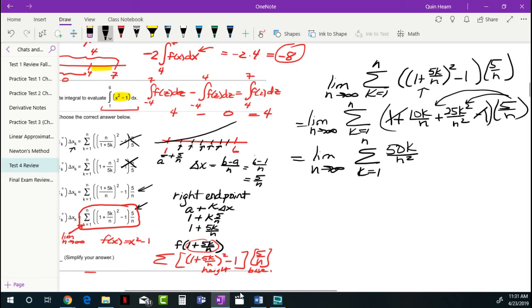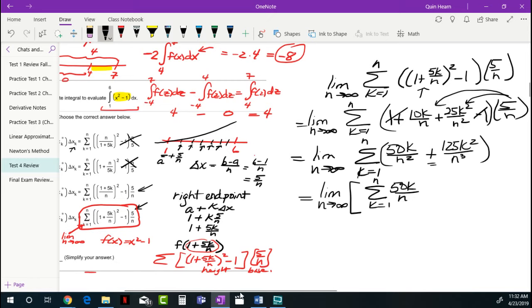And then minus 1, and then times 5 over n. So the algebra is a little bit of a pain, but the limit's actually not too bad. So what I'm going to do is square this out. So we're going to have limit as n goes to infinity, sum k equals 1 to n of, and then we're going to have, let's see, that's 1 plus 10k over n plus 25k squared over n squared. If you square that out, and then minus 1, oh, that's nice, the 1's are going to cancel out, times 5 over n.